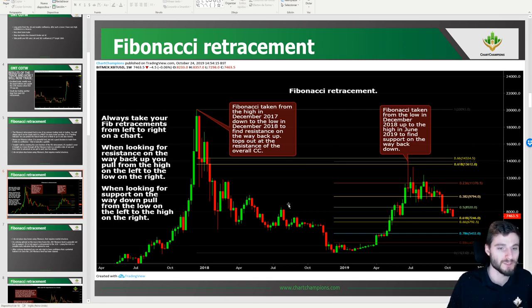Your most important ones are going to be the 0.382, the 0.5, and the 0.618. They're generally the three biggest fib levels to be aware of, because you'll see them with the biggest reactions. Obviously, they've all got their time and place and their importance individually, but generally those three are going to be the most important.